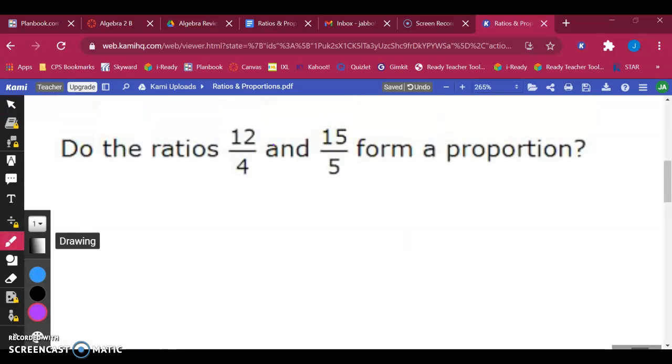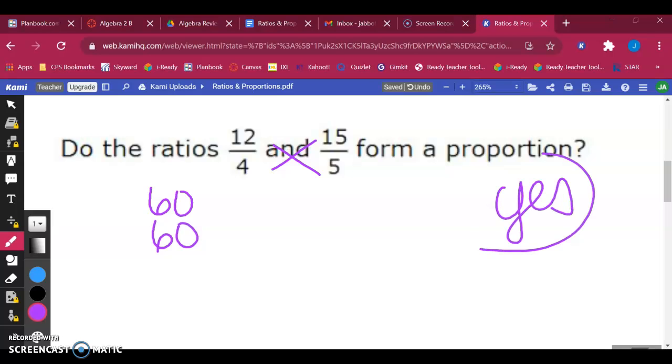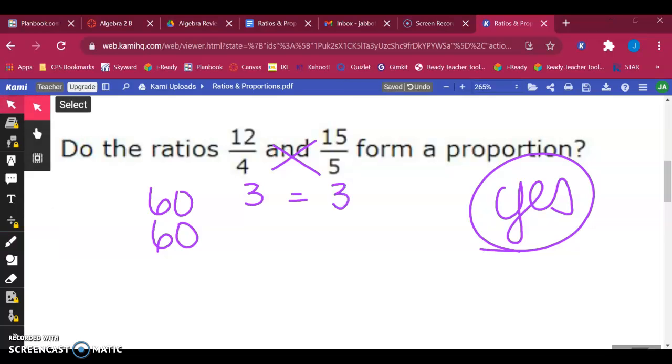We can do 12 times 5 is 60. And we can do 4 times 5, that's also 60. So yes, these form a proportion. The other way is we can reduce them. 12 divided by 4 would give us 3, and 15 divided by 5 gives us 3 as well, and that is equal. So yes, they form a proportion.